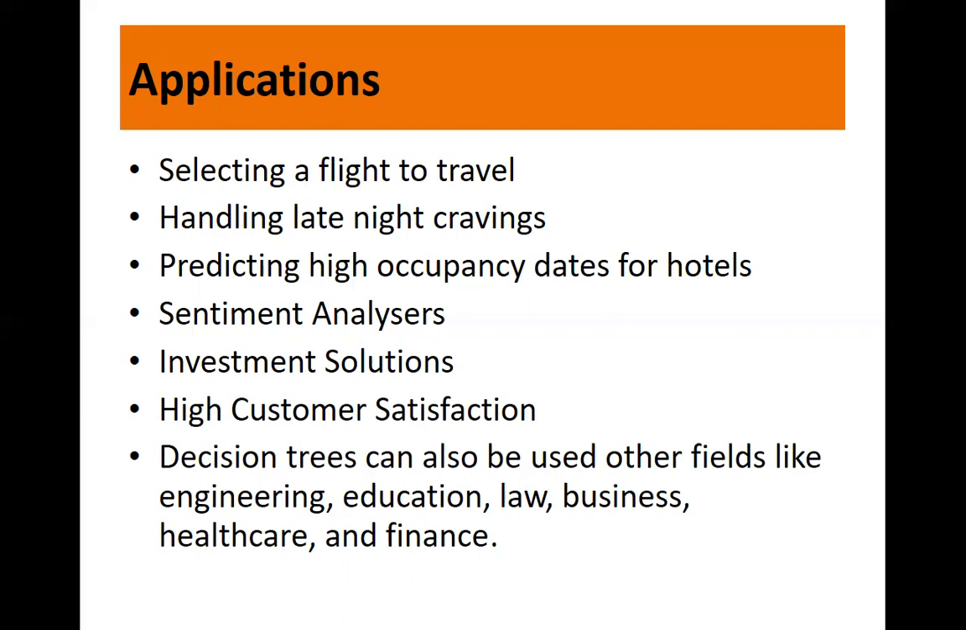Fine. Next is predicting high occupancy dates of hotels, right? So it can predict on which particular dates the occupancy will be high. Like it can be New Year. If it is New Year, if it is Sunday, the rates may be high. How many bookings are made? So everywhere, wherever you are using if-else statements to make decisions, decision trees are there to help you out. Fine. It can be used for high customer satisfaction. It can be for sentiment analysis. It can be used for engineering, education, law, business, healthcare, etc.